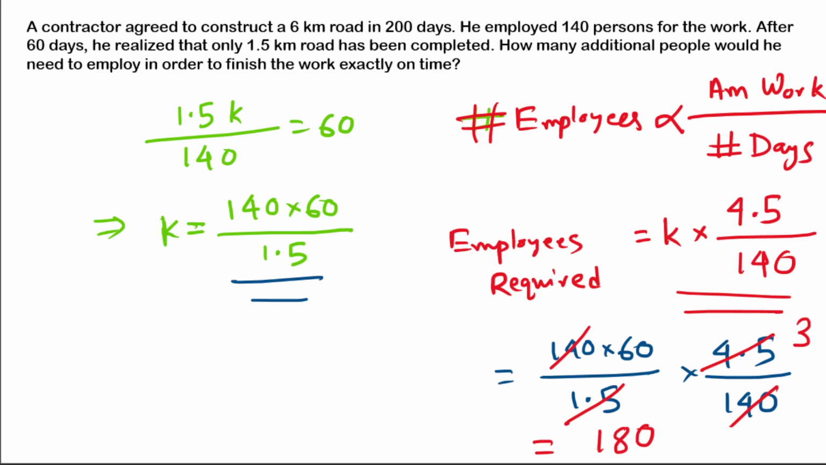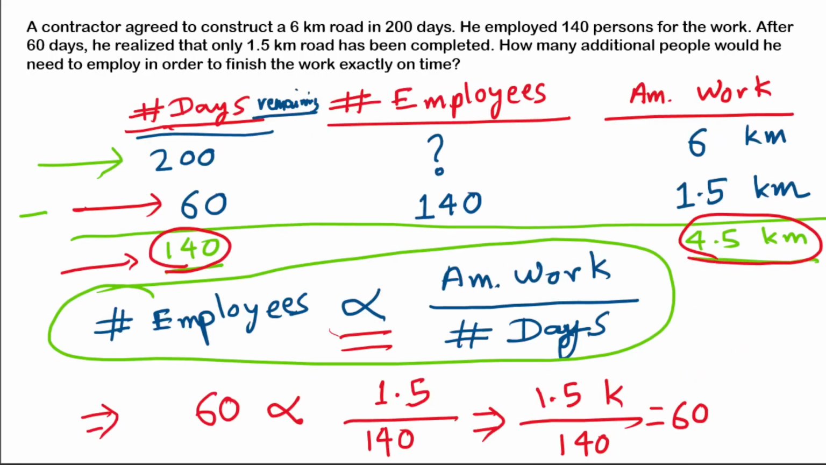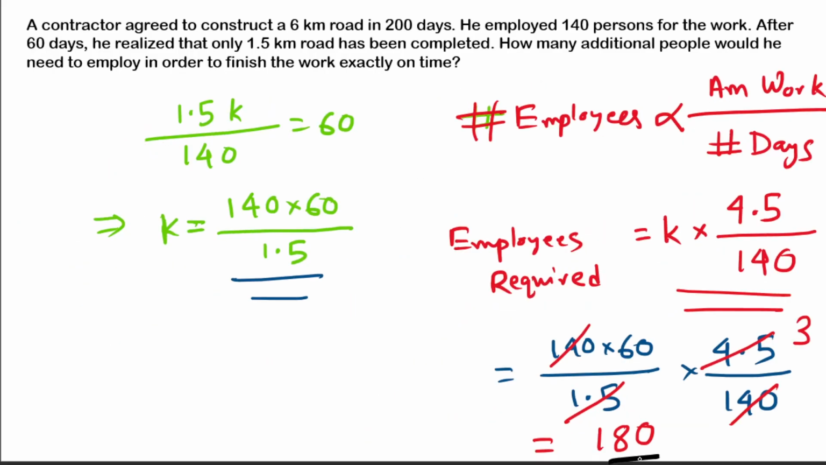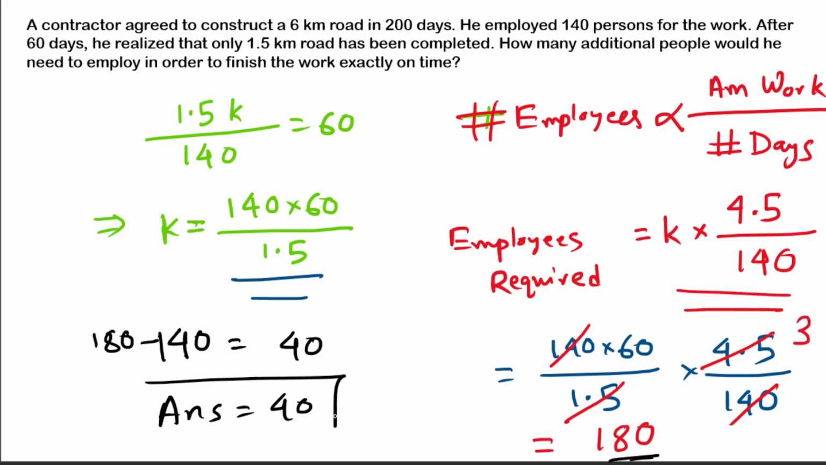Now what can you say? How many people are already employed? 140 people are already employed, and we need 180. So the additional recruitment that you have to do is 180 minus 140, that is 40 people you have to recruit more. So the answer here is 40, and that is how you solve this problem.